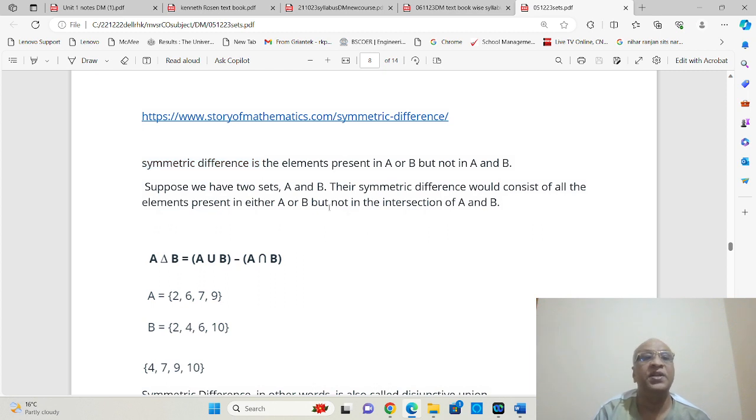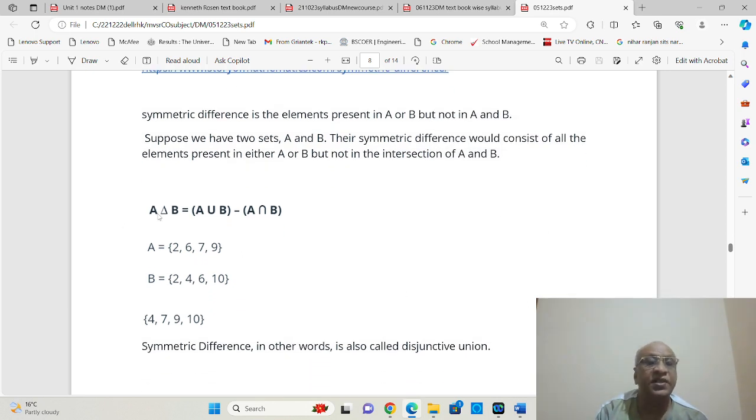Okay, what does symmetric difference indicate? Elements are present in A or B, but not in both. Let us say we have two sets A and B. The symmetric difference set would consist of all elements either present in A or B, but not in the intersection of A and B. The symmetric difference symbol is this, and it can be represented like this. Symmetric difference of set A and B is A union B minus A intersection B.